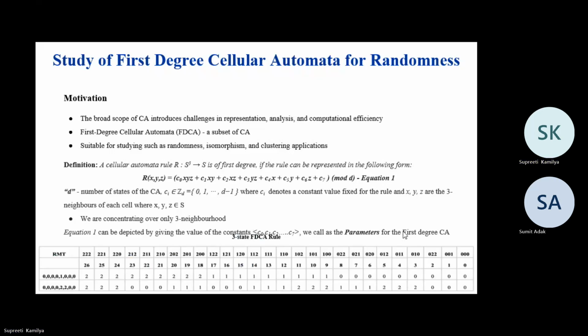So how do we represent our first degree cellular automata in a simple form? We can represent it through the RMT. Let's see, this is the three state FDCA rules, having these parameter values, and these are the generated rules.